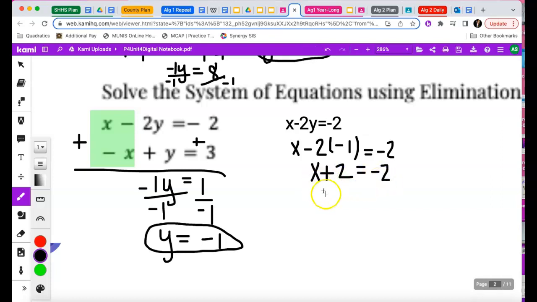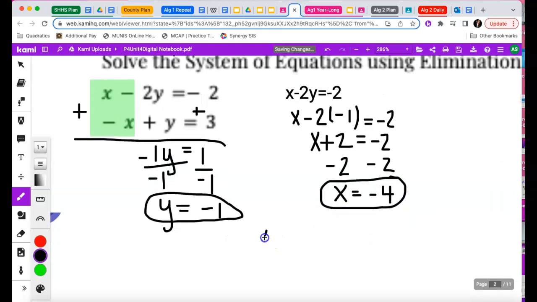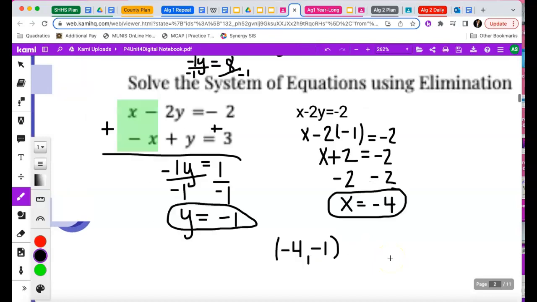And I need to do the opposite of plus 2, which is minus 2. So if I do that, I get that x is equal to negative 2 minus 2, which is equal to negative 4. So my solution is the x, which is negative 4, comma the y, which is negative 1. So our solution is negative 4, negative 1 for the last example.